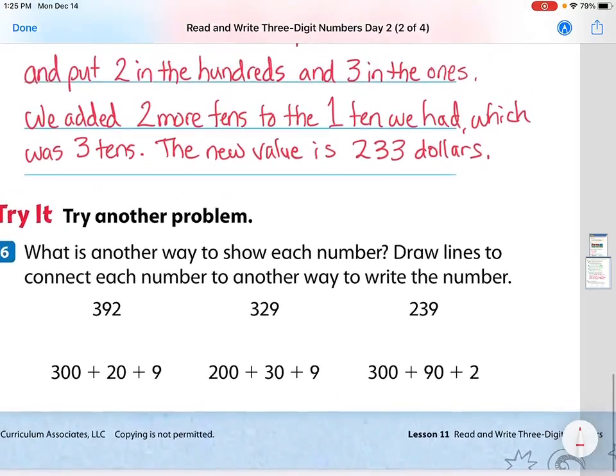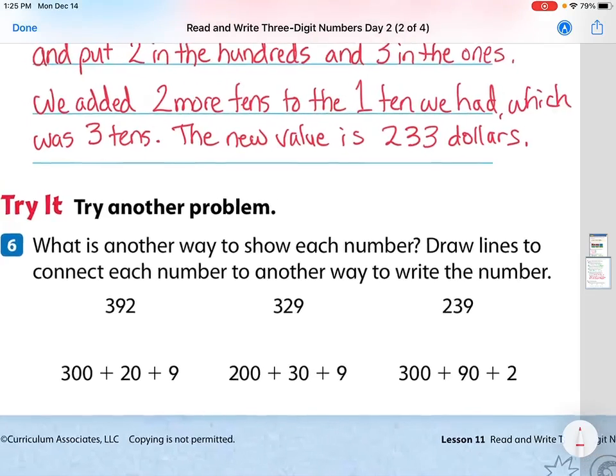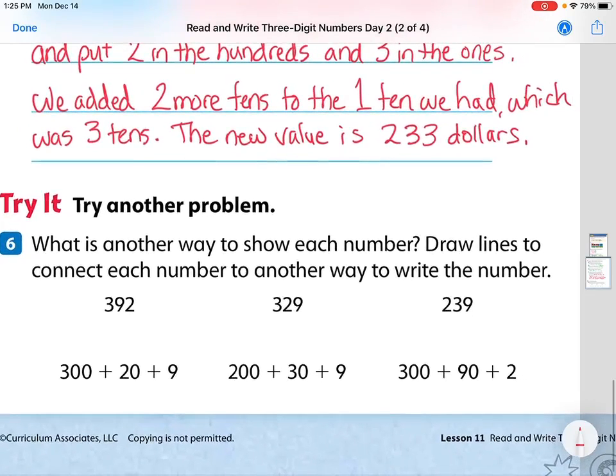All right, and now we are on our very last problem. So this one can be a little bit tricky, so I want to make sure that we talk about it really, really well before you start getting your answers. It says, what is another way to show each number? Draw lines to connect each number to another way to write the number.